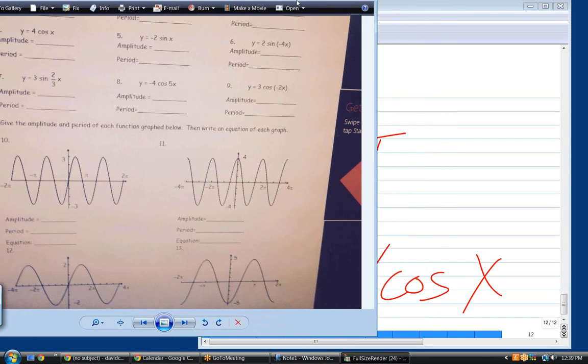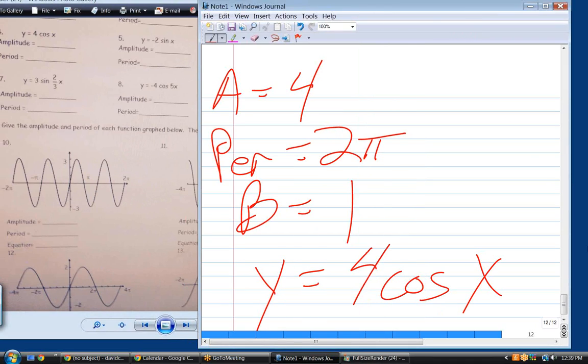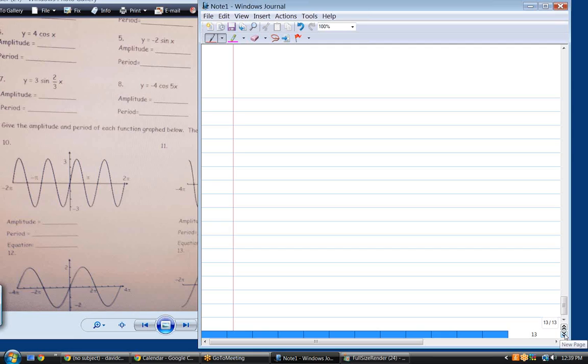I'm probably going to need to take a better picture. No, I can see enough here. Okay. We only need to see the amplitude.